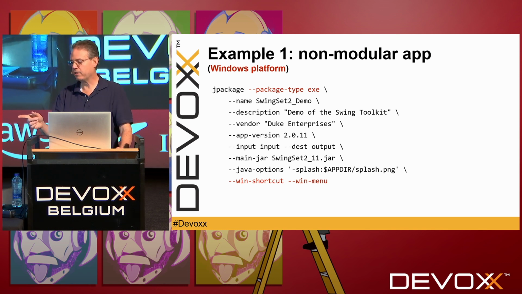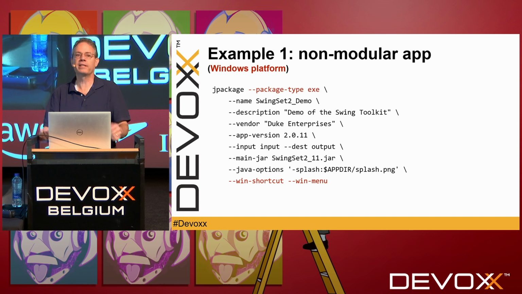You can optionally give it a description, a vendor, and a version. It's recommended to give a version because you'll want to be able, as an application developer, to ship new versions and then have update rules, know about upgrade and downgrade scenarios. And so it'll support that. You tell it where to take your input from. In this case, the input directory just has a jar file and a splash screen PNG file. And you can optionally tell it where to put the output. If you don't tell it, it'll just put it in the current directory.